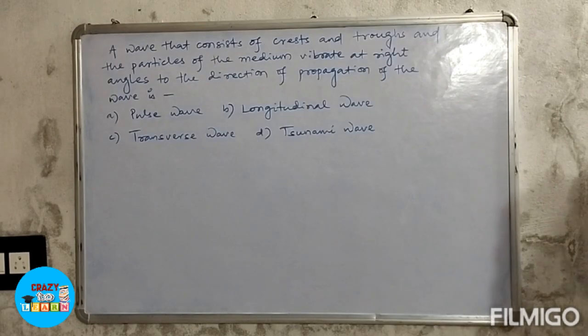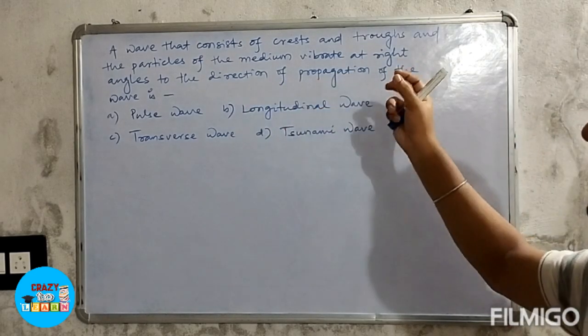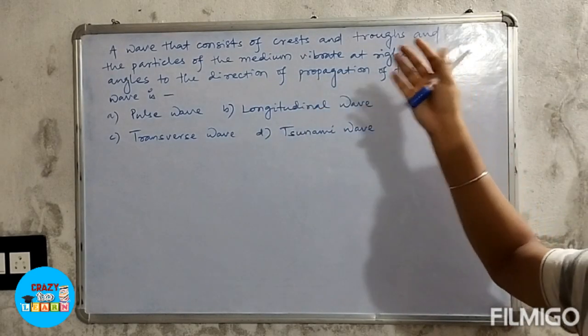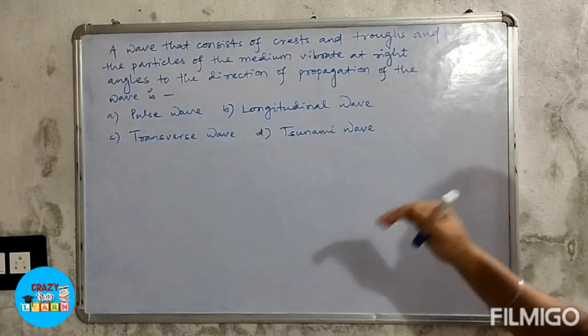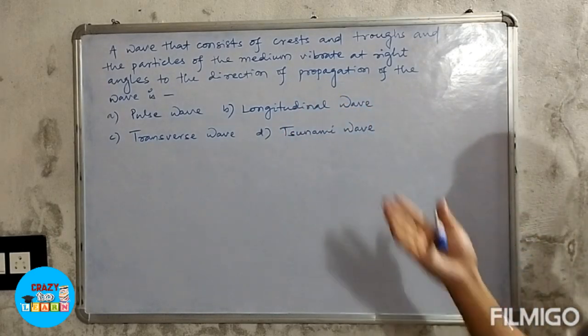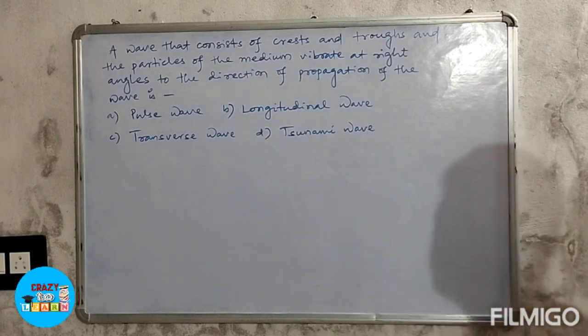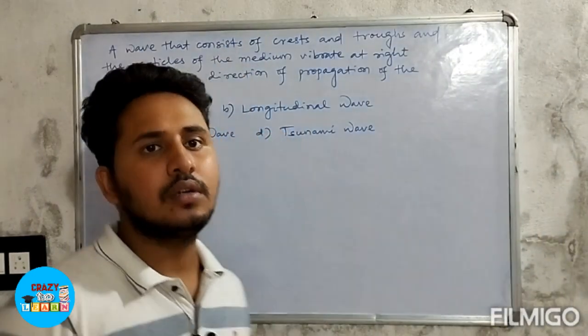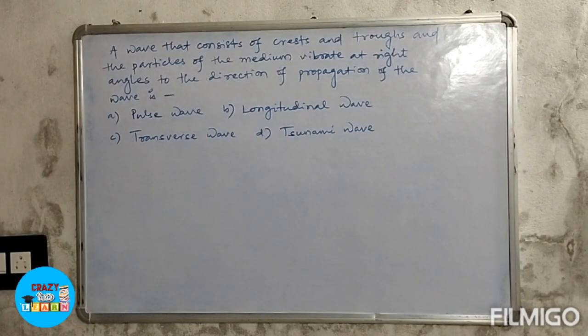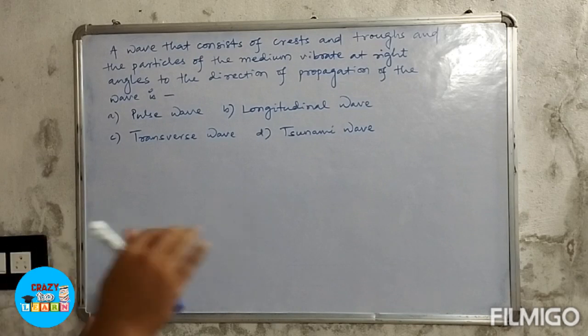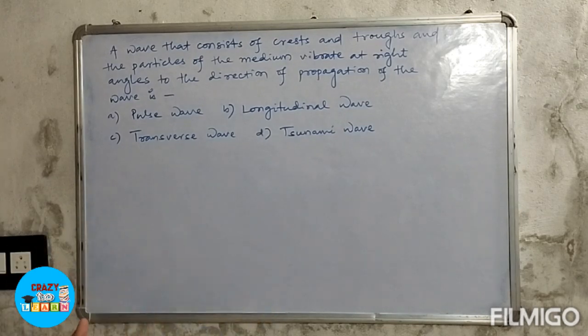Our next question is: a wave that consists of crests and troughs, and the particles of the medium vibrate at right angles to the direction of propagation of the wave, is a pulse wave, or longitudinal wave, or transverse wave, or tsunami wave. This is the direct definition of a transverse wave. A transverse wave is the wave in which the particles of the medium vibrate at a right angle to the direction of propagation, and when the particles vibrate along the same direction of the propagation of the wave, then it is a longitudinal wave. Okay, so which is the correct answer?